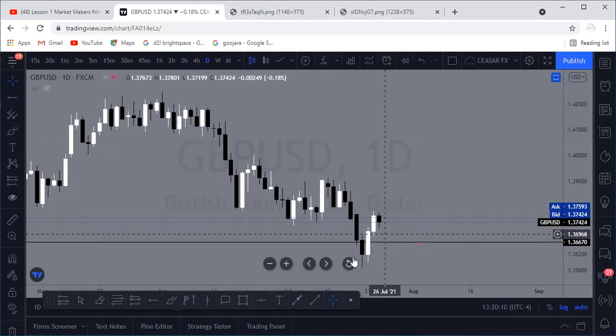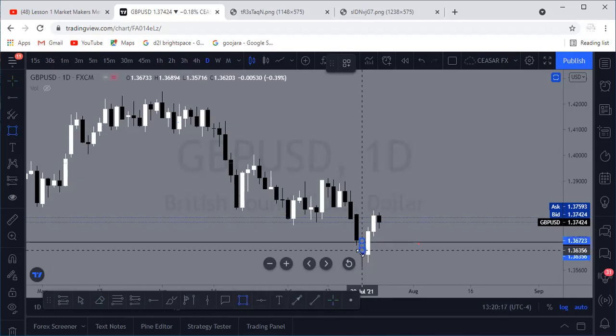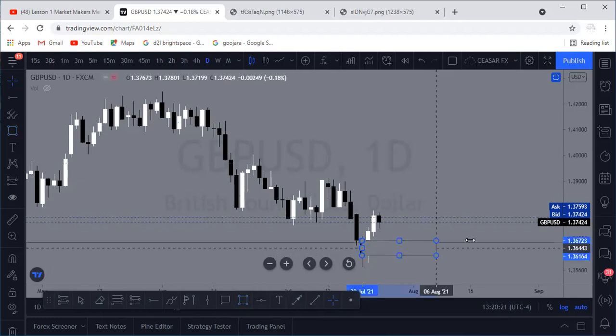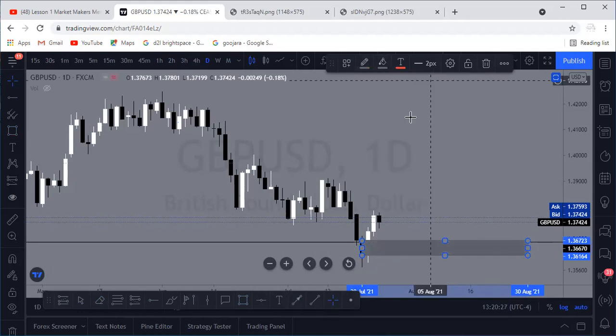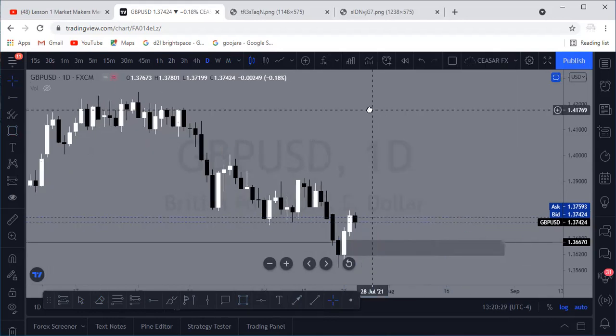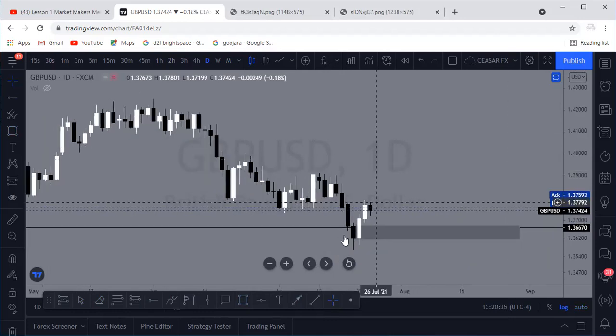Let me show you this. Now we have to mark it like this. The order block here, up until this body. And then like this, let me try to change the color. All right. So now this is how you mark up your order block. This is how you mark up your order block.